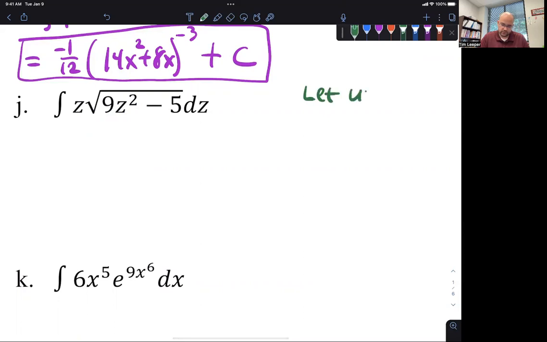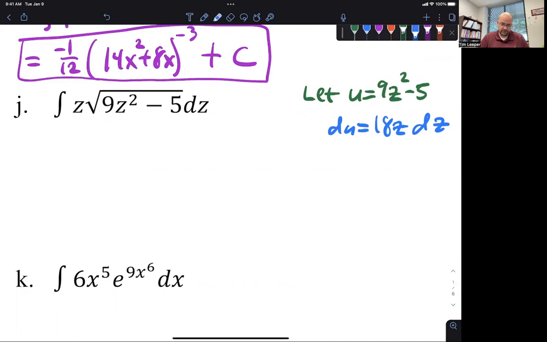So I'm going to let u here equal the 9z squared minus 5. Now, the derivative of u, du, sorry, I'm going to use blue here. So du is equal to 18z, and that's it, with a dz at the end.